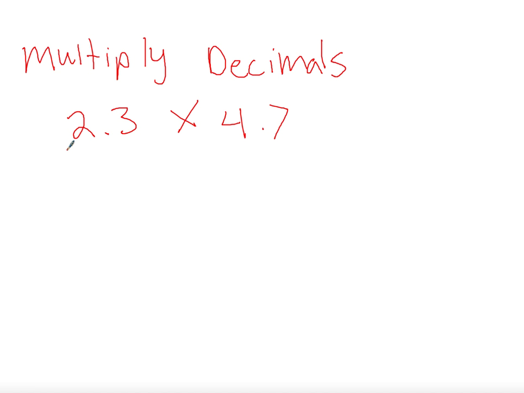We have the decimal of 2.3 times 4.7. To do this, we're going to just stack it up on top of each other, just like we would normally do any other multiplication. So let's go 2.3 times 4.7. Draw a line there. Great. Okay, so we know that we want to start.